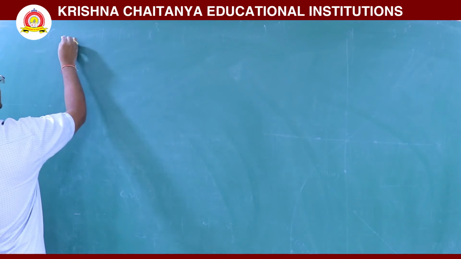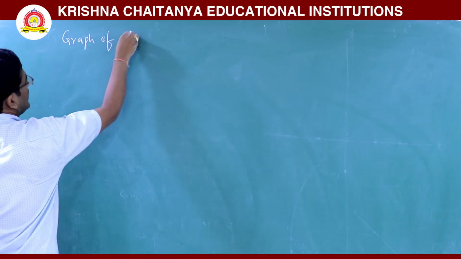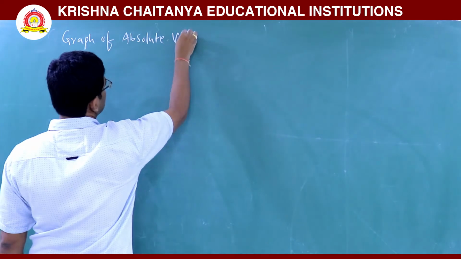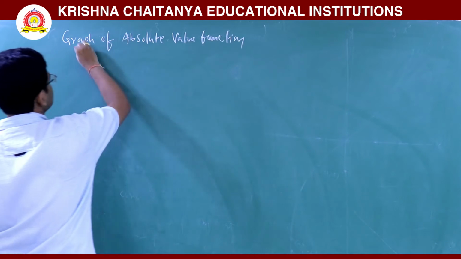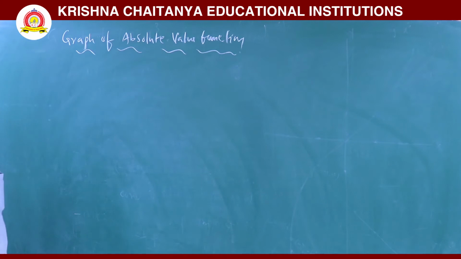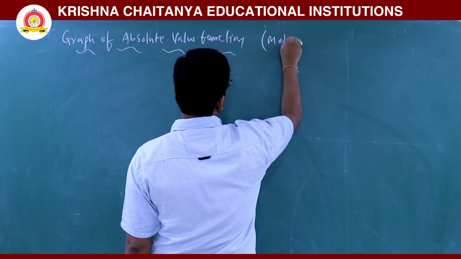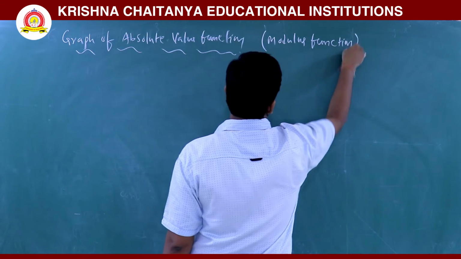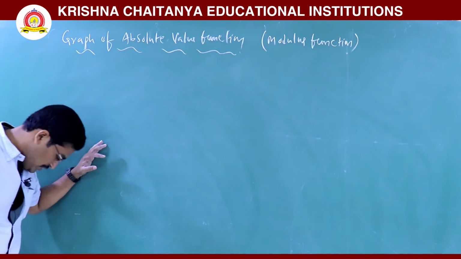So the next graph is the graph of the absolute value function, which is also called the modulus function.